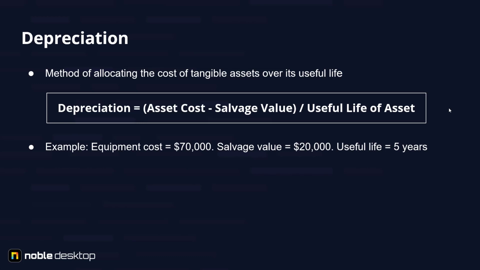Let's take a look at an example of how to calculate depreciation. The most frequently used method is straight line depreciation. Let's say the cost of equipment that the company is about to purchase is $70,000. Its salvage value is $20,000 and useful life is 5 years.